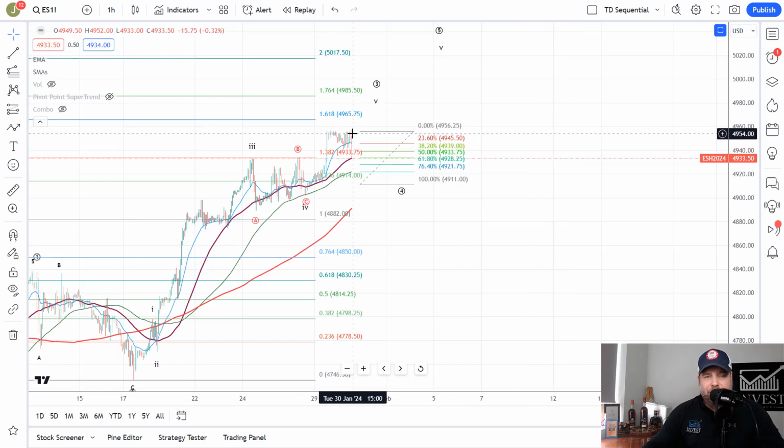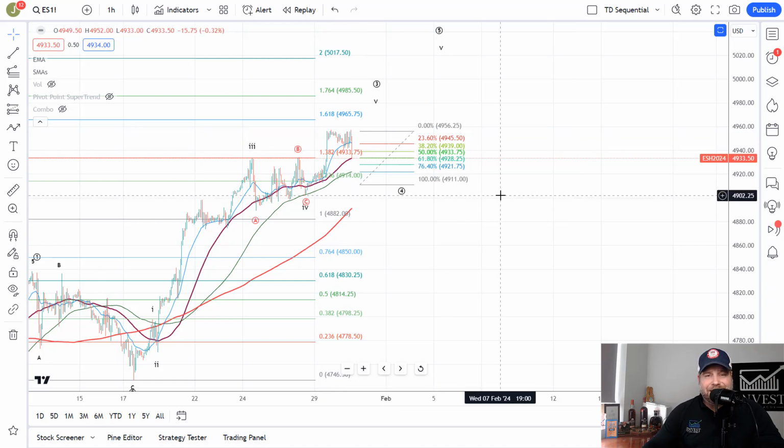So if they do pull back from here and break support, we were looking for an ABC off the low if they were going to continue to the upside. That would make a lot of sense to give us a deeper B wave, get a lot of bears on board, and then give them one more last hurrah up to the 5,000 plus area to complete the move.